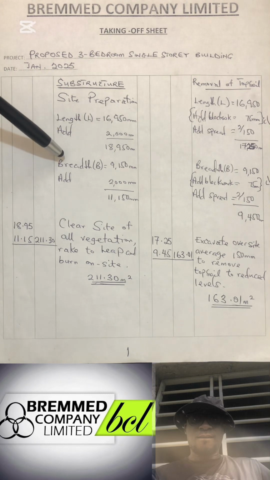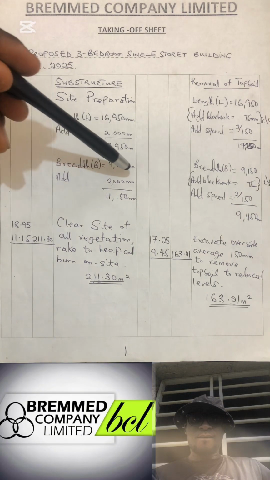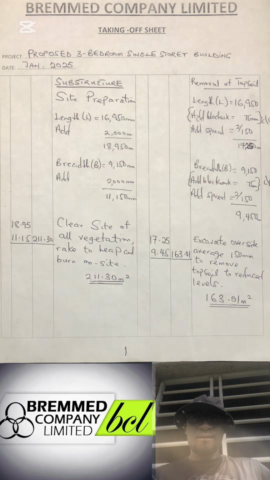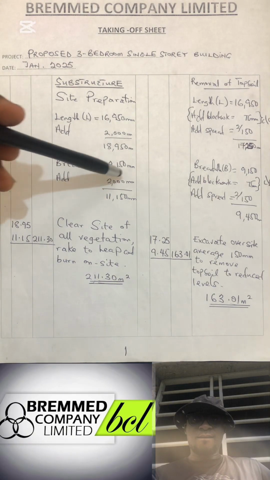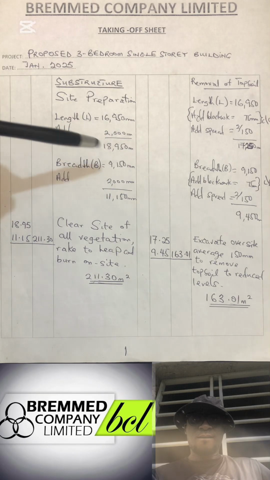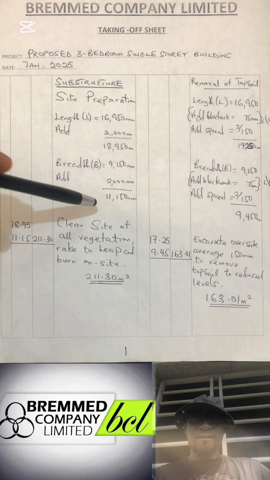So when you look at the drawings, you can see the breadth as 9.15, the length as 16.95. Now we have 18.95 for the length, and the breadth we have 11.150.